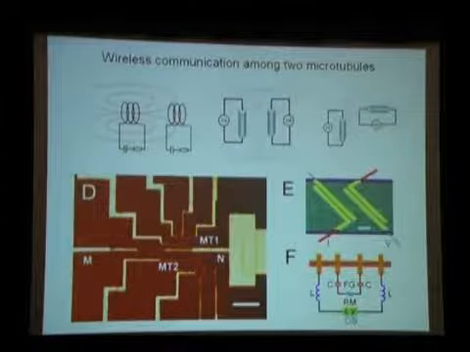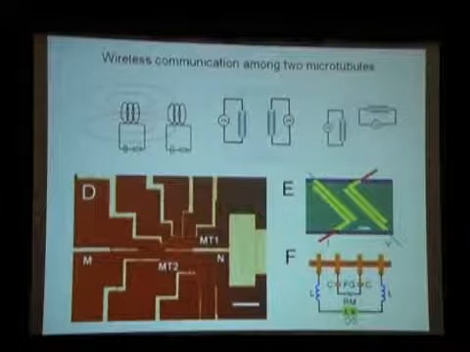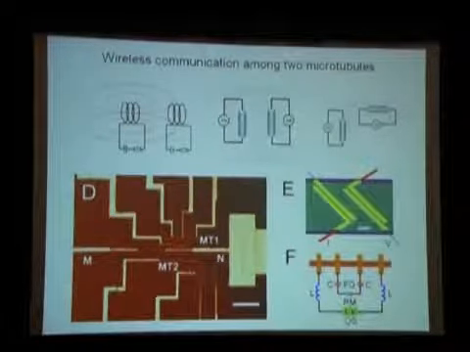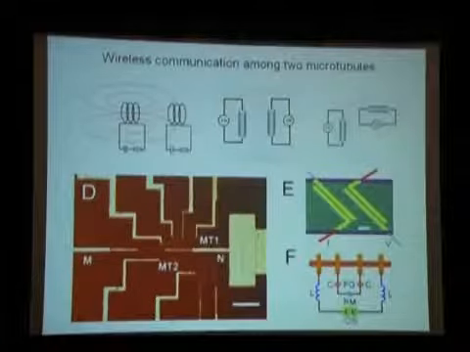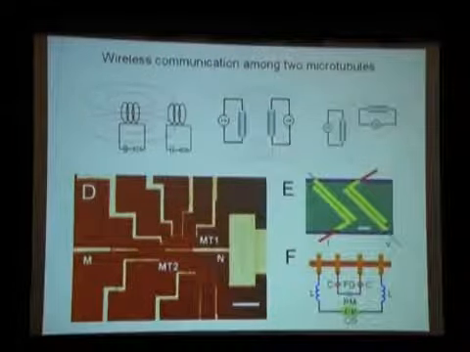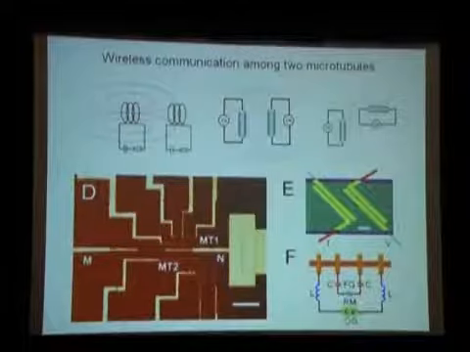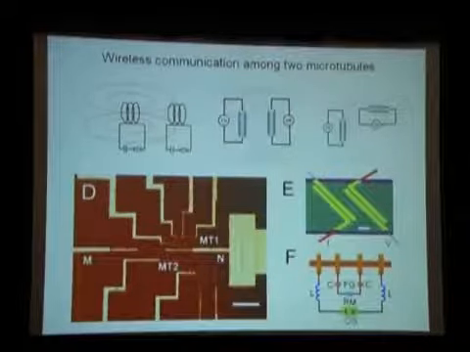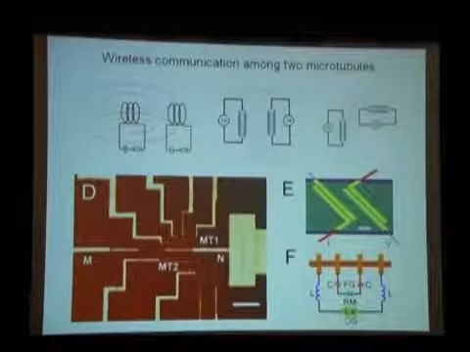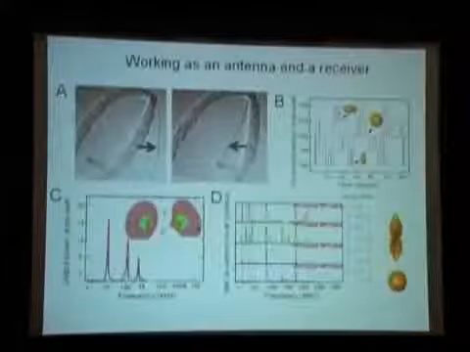Now, wireless communication among two microtubules. I don't know if from the back you can see it or not, but here we have one microtubule, and here we have the second microtubule. We pump the resonance signal here and measure it here. There is a gap, and we could close it. And we found that if we pump here, we can get signal here, and we can pump here to get signal in the other. Even if we block with metals, it doesn't stop. If we put buffer solution in this, the signal enhances dramatically. So there exists a wireless communication between two microtubules.